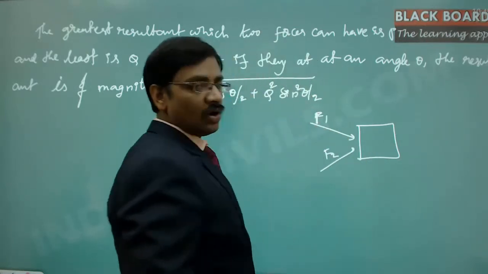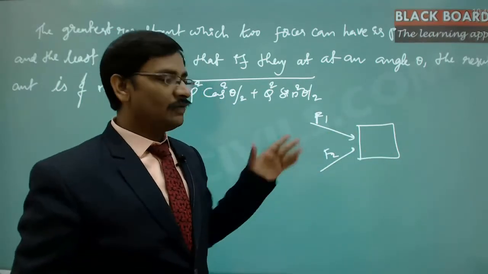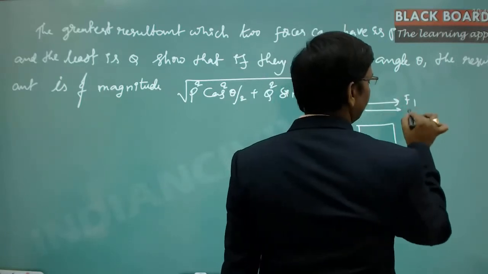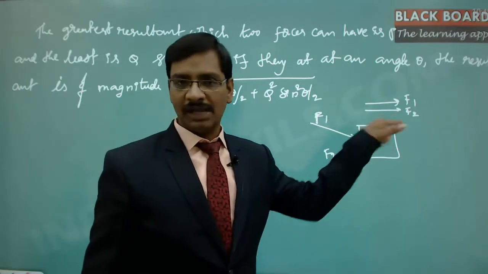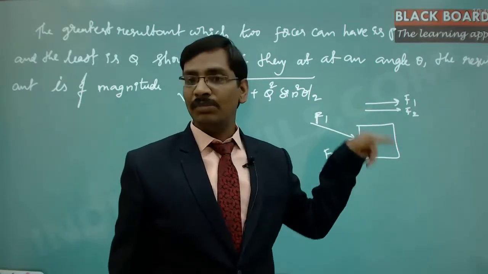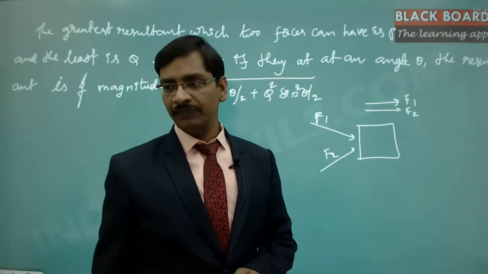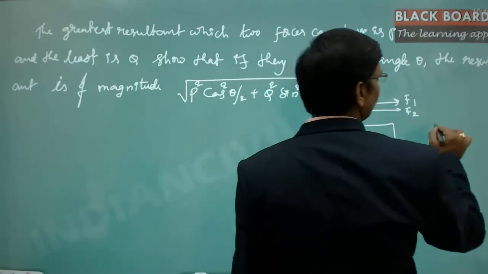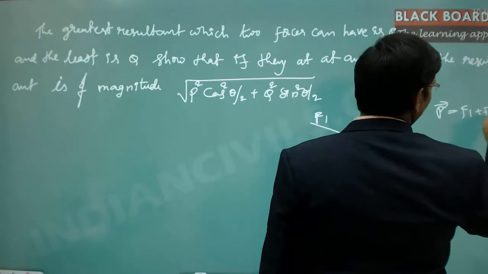And the greatest effect of these two forces on this body is possible only if they both act parallel to each other. So if this is F1 and this is F2, both parallel and in the same direction, then only we can have the maximum effect of these two forces. So the direction is very crucial here. The greatest magnitude of these two forces is P. That's what he says. So P is equal to F1 plus F2.